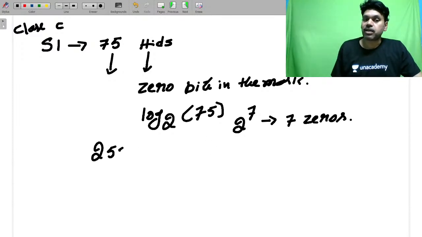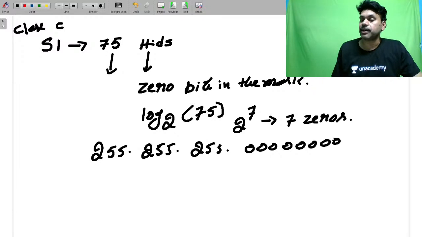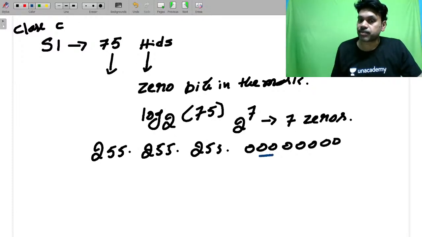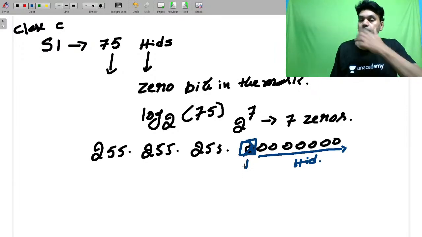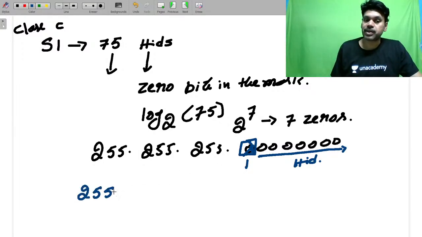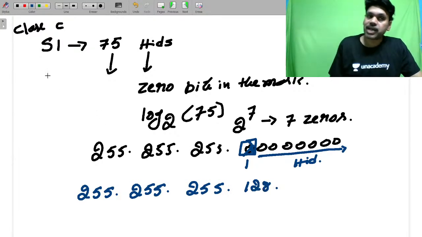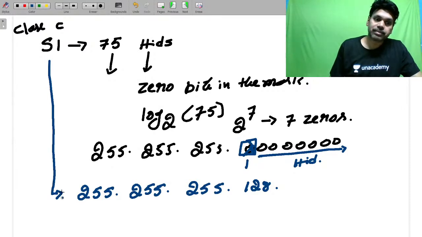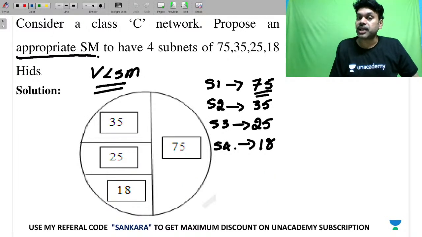Therefore, your default mask is 255.255.255 and 8 zeros: 1, 2, 3, 4, 5, 6, 7, 8 zeros are there. So we want to reserve 7 zeros for HID. That's it, this is the concept. This bit is manipulated as 1. So what is your mask? Your mask is 255.255.255.128. This is the mask for the first subnet. Right. And we want subnet 2 with 35 HIDs.